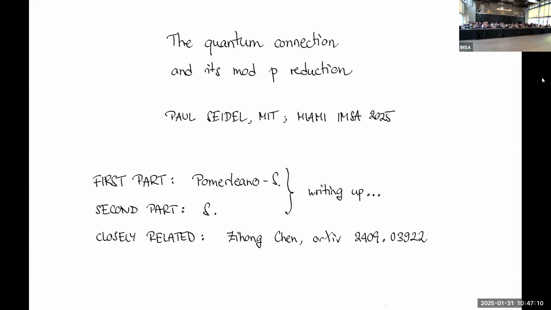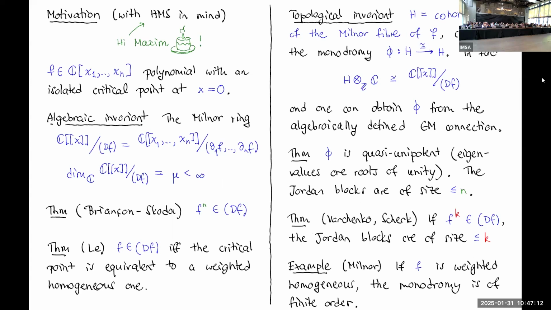Okay, but before I start with the quantum connection, I want to do some motivation of some more classical thing, which is vaguely related to mirror symmetry, which is singularity theory. So I take a polynomial with an isolated critical point, say the origin, and the basic algebraic invariant is the Milnor ring. So you take the ring of, say, formal power series, and you divide by the Jacobian ideal generated by all derivatives. Because the singularity is isolated, this is a finite dimensional complex vector space, and the dimension of that is the Milnor number mu.